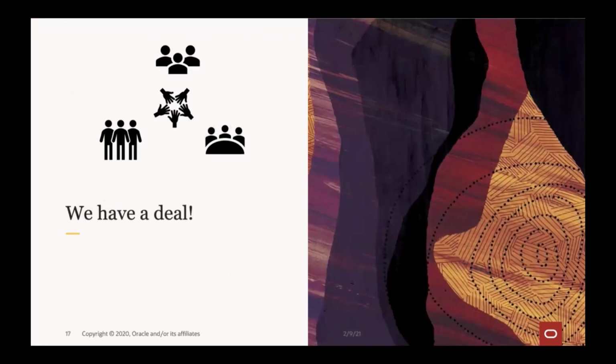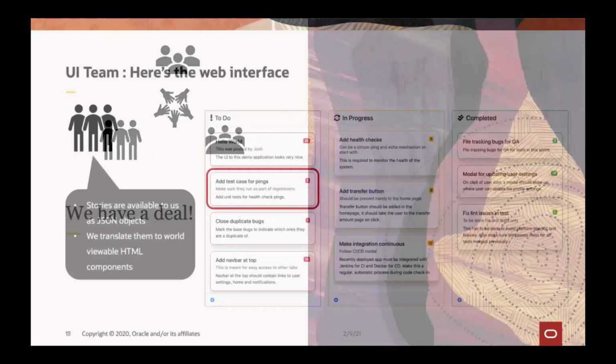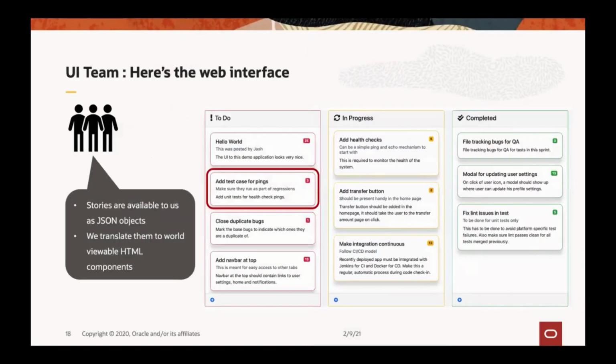So the 3 teams sign a deal and start their development. The UI team starts its development of web interfaces. It would probably start with a mock UI, but it says that it needs user stories. So once the user stories are available to them, we know how to render them on the web page.